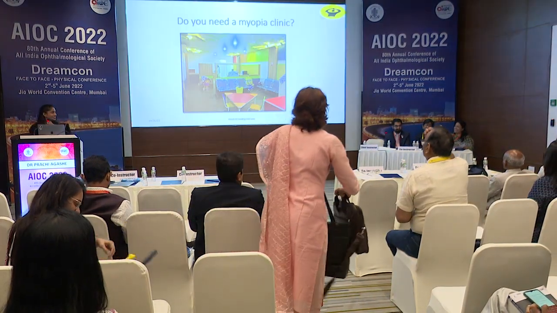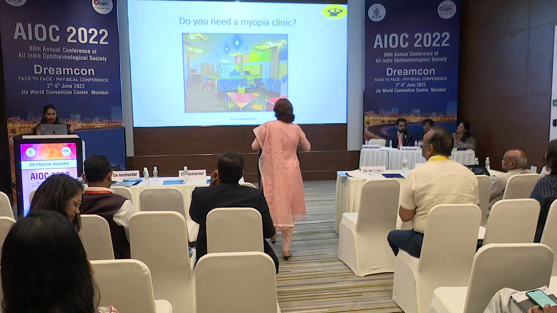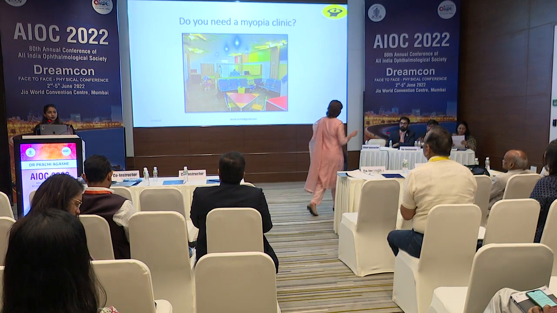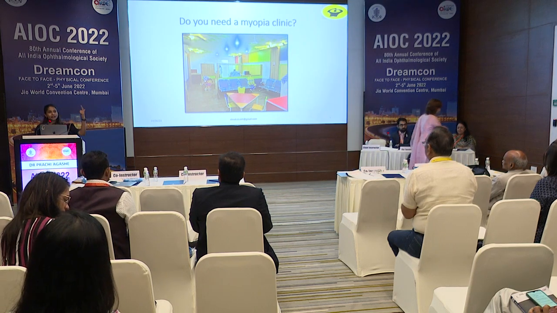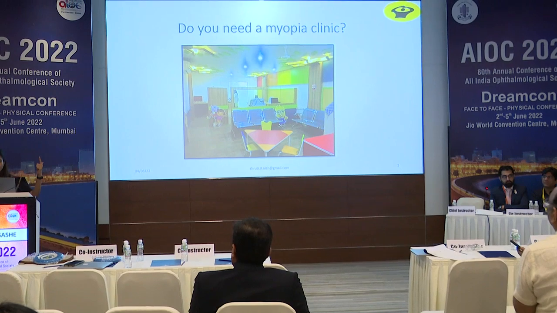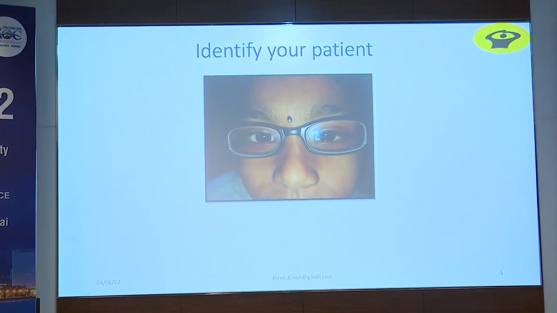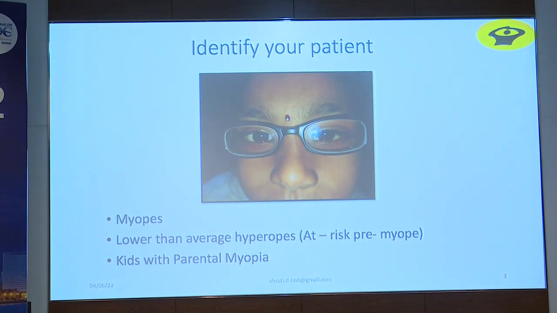Okay. I'm sorry. So for want of time, I'm just going to quickly run through my slides. So do we need a myopia clinic? If your OPD is 30% pediatrics, then there's probably 60 to 70% myopia in your practice, and then definitely you'll need a myopia clinic. What kind of patients do you register in your myopia clinic?